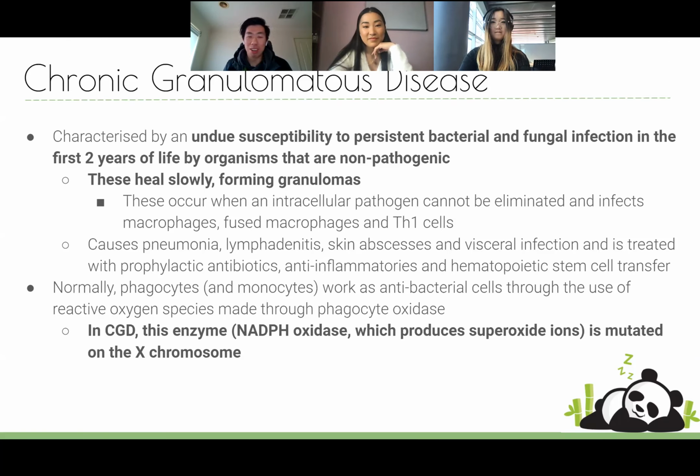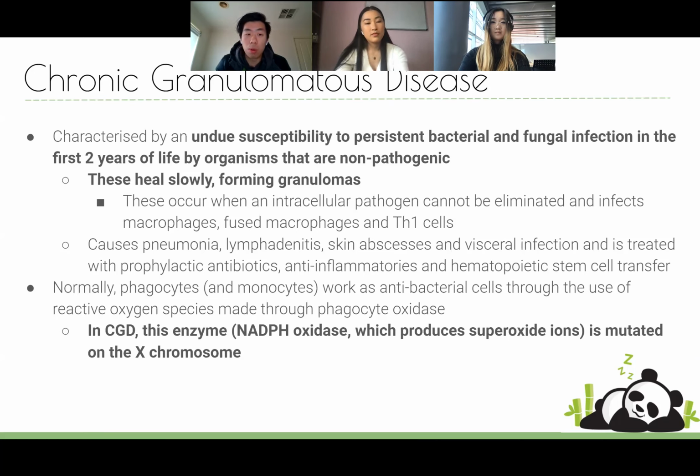So chronic granulomatous disease is an undue susceptibility to persistent bacterial and fungal infections in the first 2 years of life from pathogens that aren't pathogenic to begin with. Basically, how granulomas form is they are slowly healing areas because of pathogens that can't be cleared by the immune system. Tuberculosis is something that causes granulomas normally, so not as a product of chronic granulomatous disease. And it's because your immune system can't clear it.